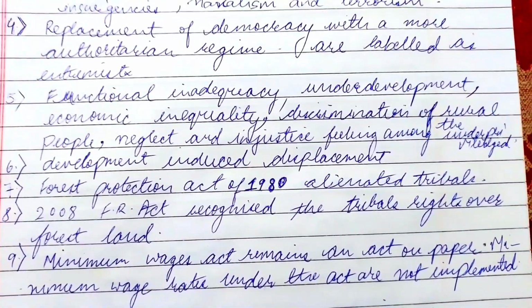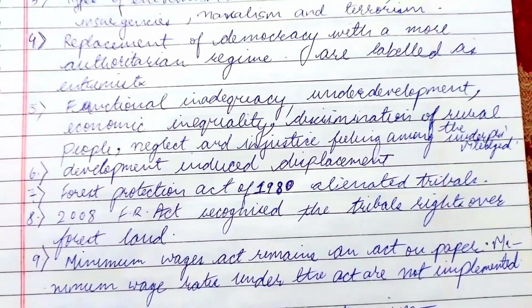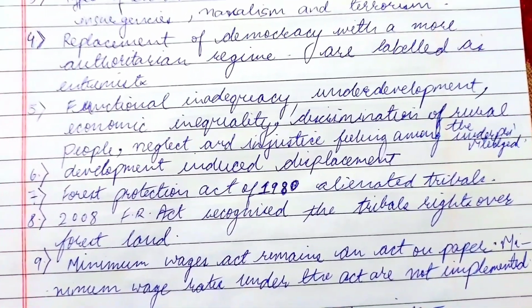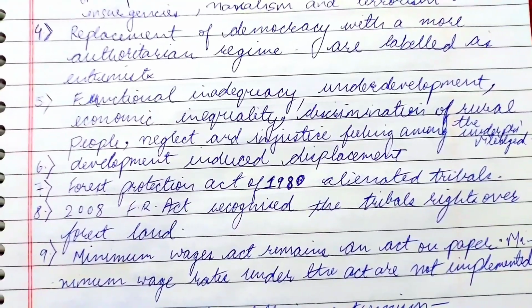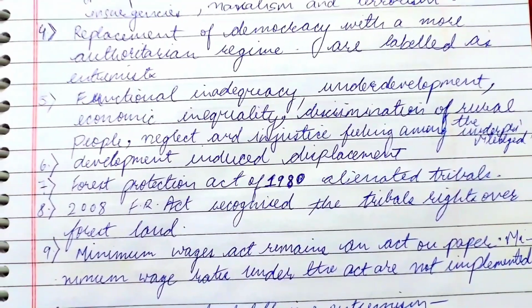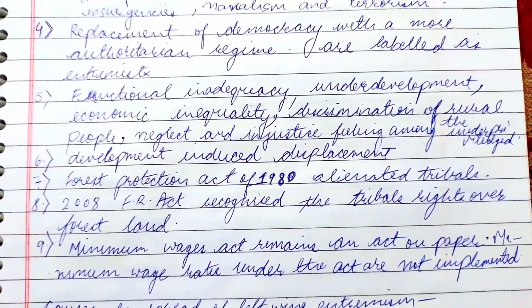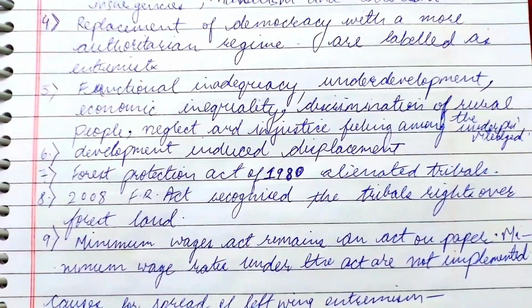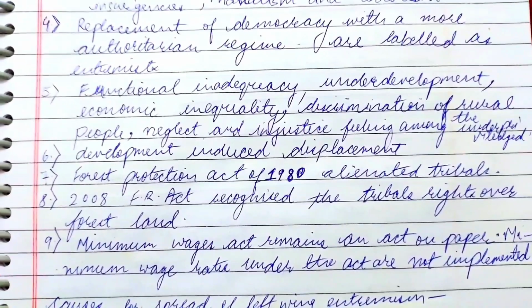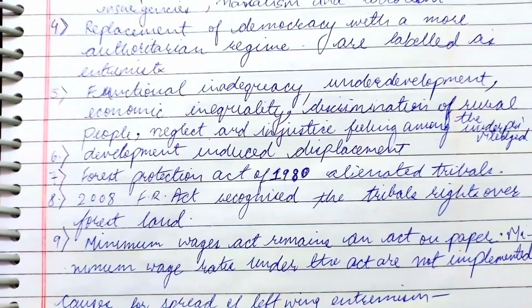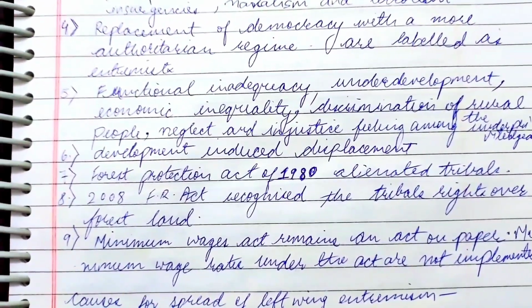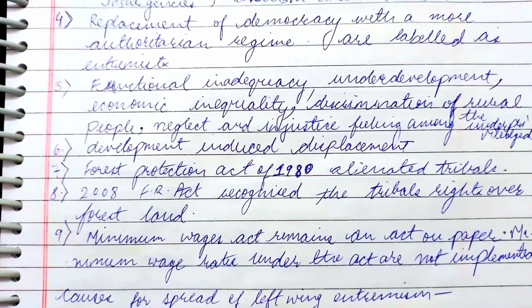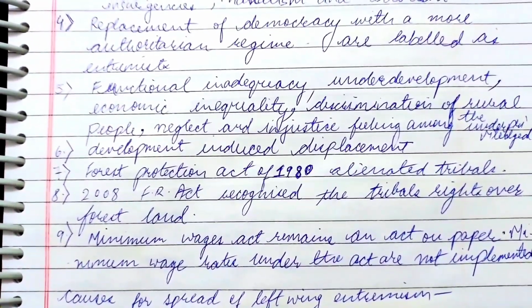Then another reason is development induced displacement. In many areas and districts in India, there is displacement of tribal communities as well as other people due to development. For example, in building dams, a large number of people living in nearby villages are displaced. The same happens for nuclear power plants or any big infrastructure project.